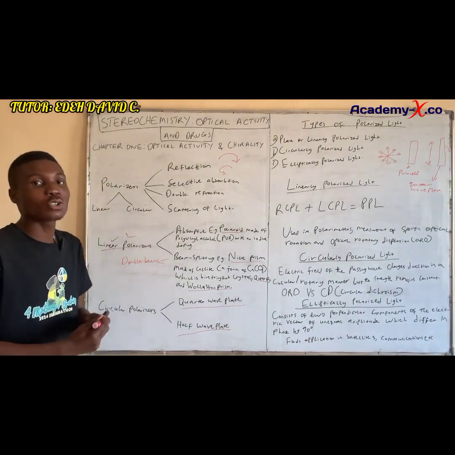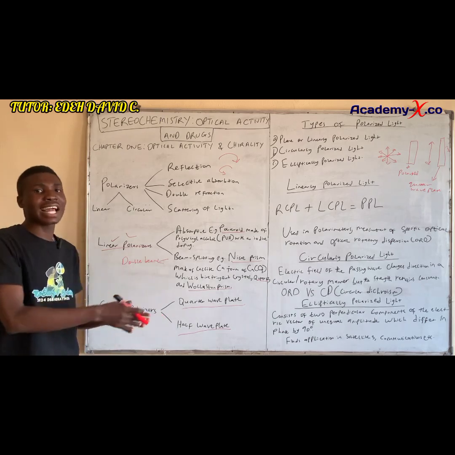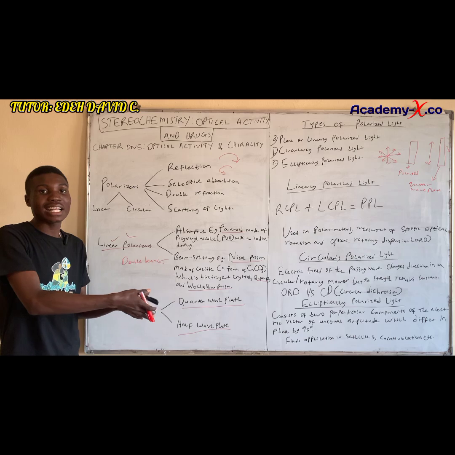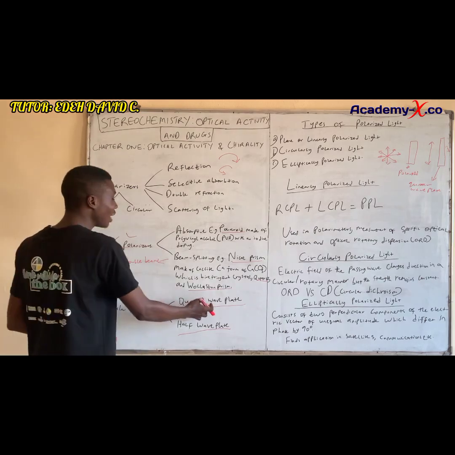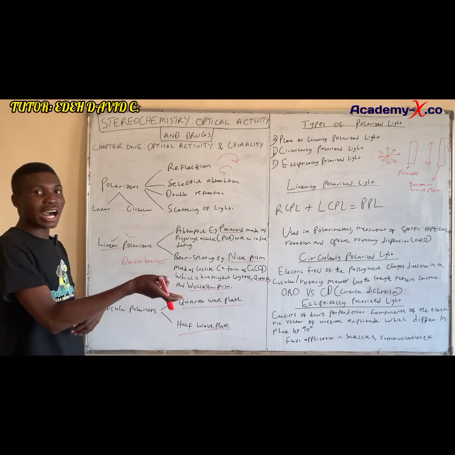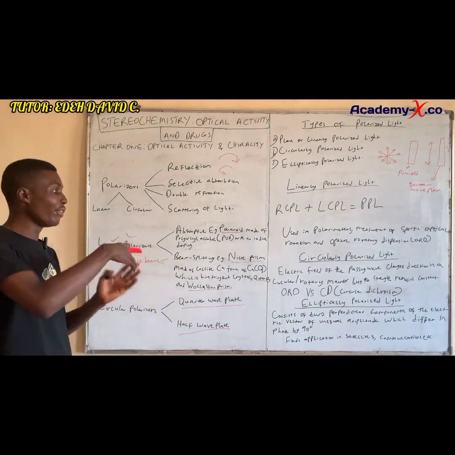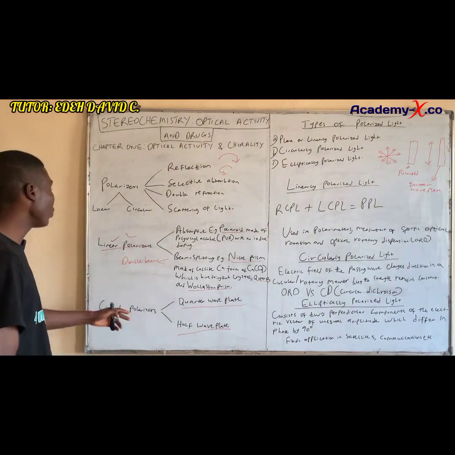So the half wave plate is used to convert right-handed circularly polarized light into left-handed circularly polarized light, and vice versa, which means you can also convert left-handed circularly polarized light into right-handed circularly polarized light. So while the quarter wave plate converts linear to circular and vice versa, this one converts right-handed circular to left-handed and vice versa. So that's that about the circular polarizers.